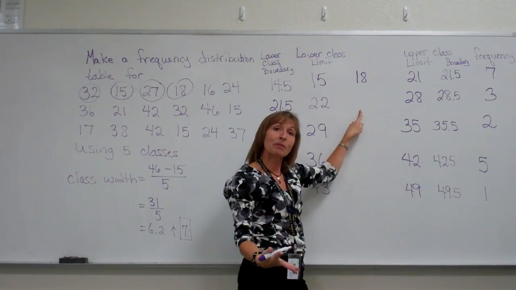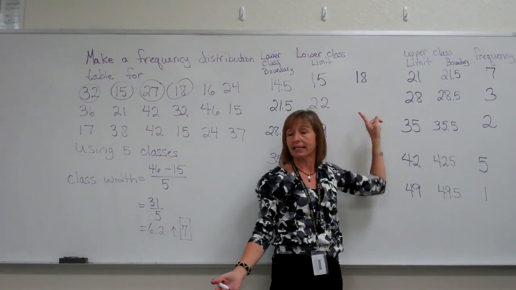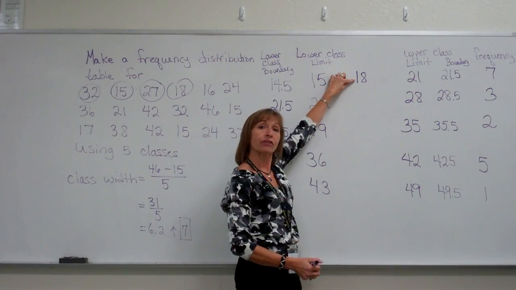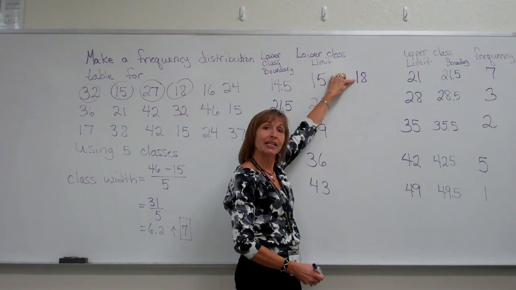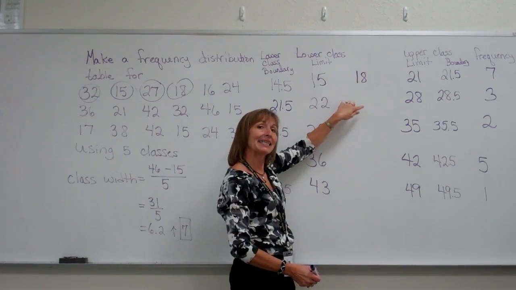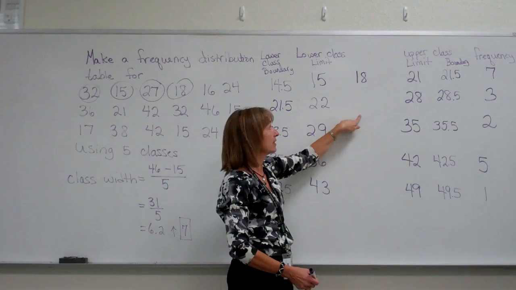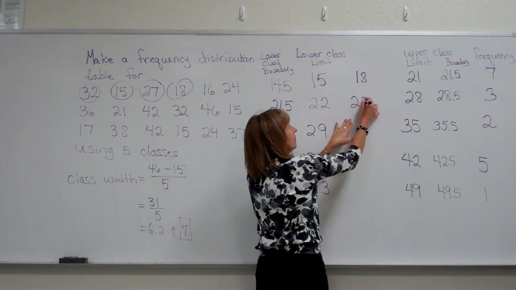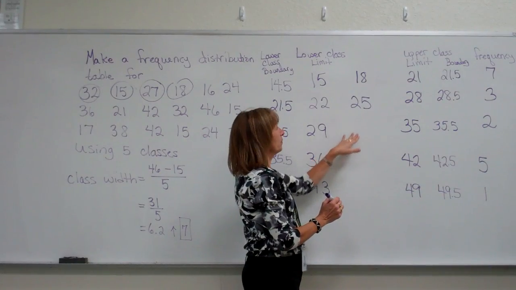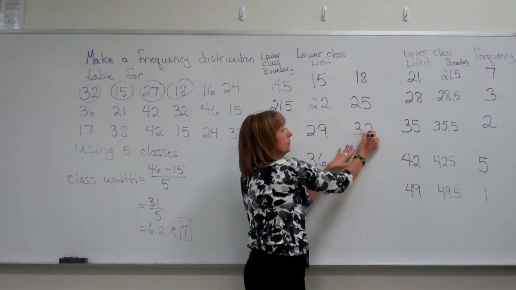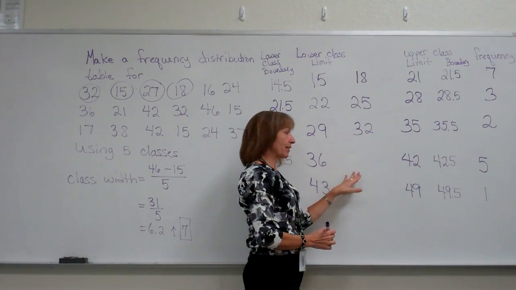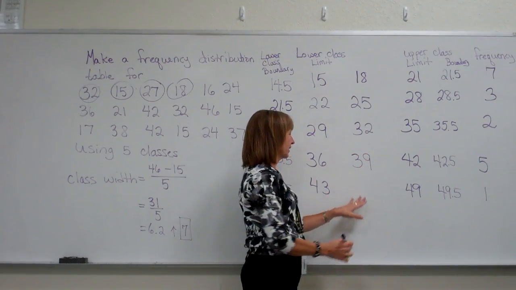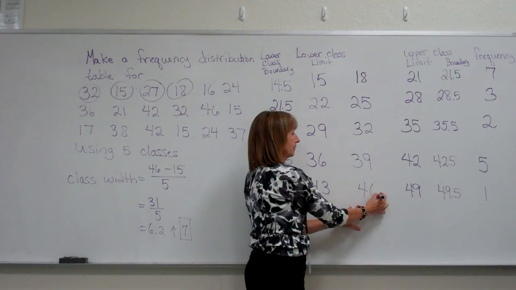However, your class midpoints are also going to be the class width apart. So once you have your first class midpoint, you can find the rest of them by just adding the class width to it. So 18 plus 7 is 25. 25 plus 7 is 32. 32 plus 7 is 39. And 39 plus 7 is 46.